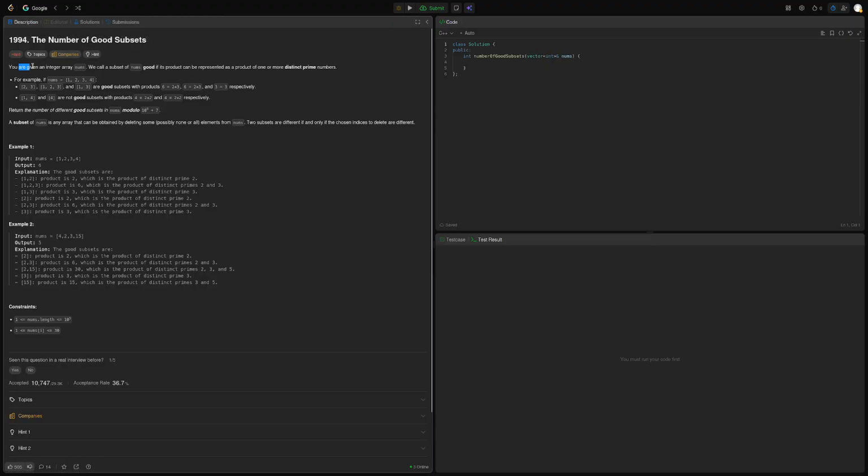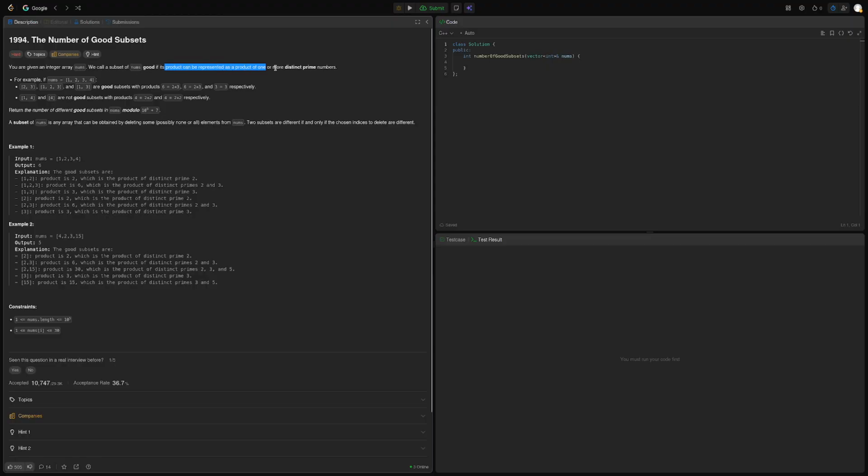Number of good subsets. You are given an integer array nums. We call a subset of nums good if its product can be represented as a product of one or more distinct prime numbers. So that means either it's a prime number or there is one and some prime numbers.